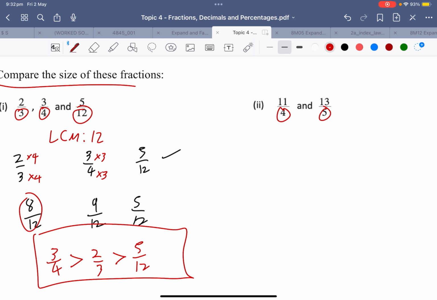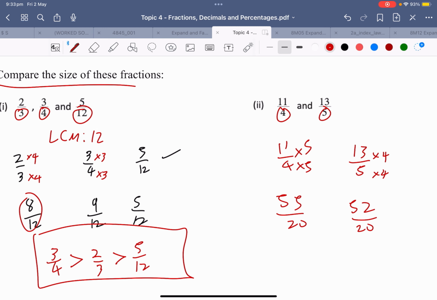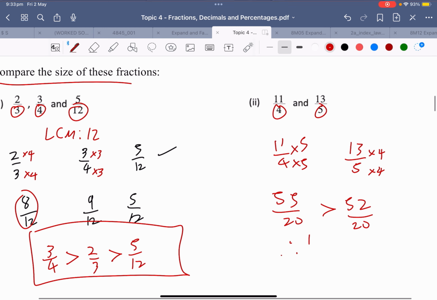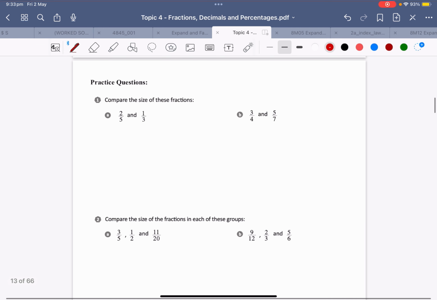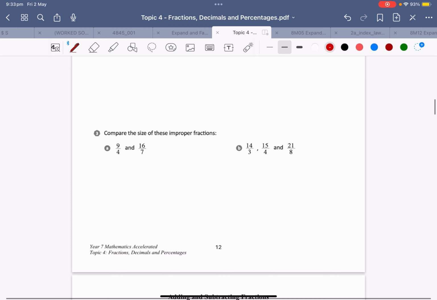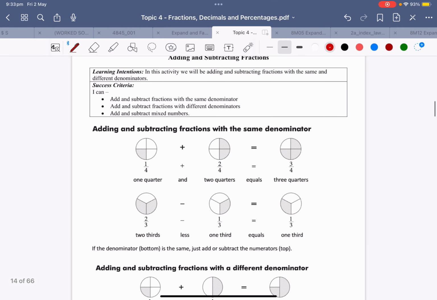4 and 5 have a lowest common multiple of 20, so 11 over 4 times 5 and 5, 13 over 5 times 4 and 4. That gives 55 over 20 and 52 over 20, which means that's bigger. Therefore, 11 over 4 is greater than 13 over 5. Okay? Hopefully all is well. Have a go at these. You shouldn't have a problem with these.